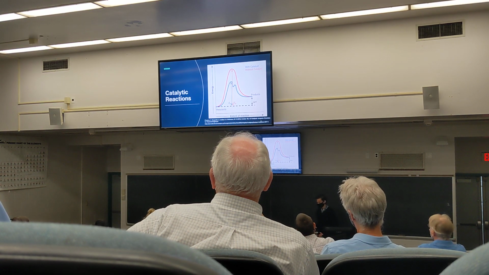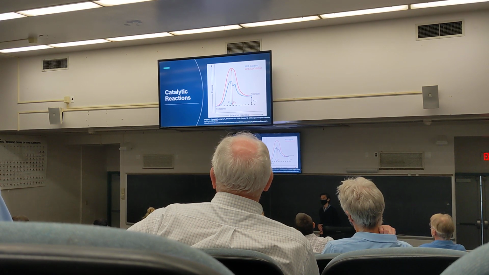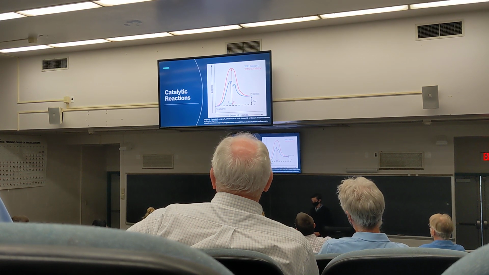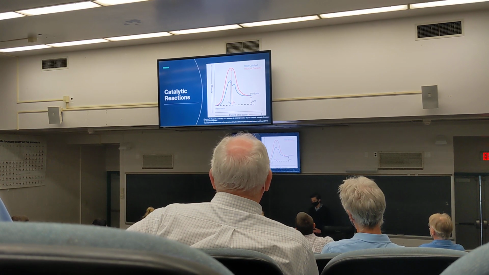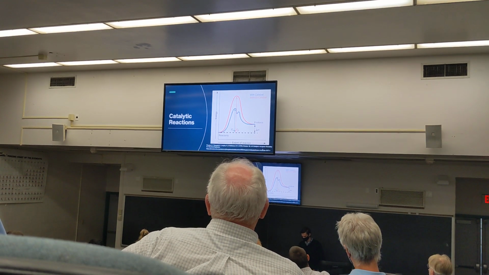Here is a graph showing what happens without a catalyst, and then with the catalyst. As you can see, the energy of activation is much lower, and this shows a two-step mechanism, but you can have even more mechanisms or steps within your reaction.